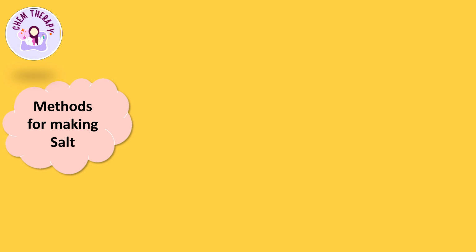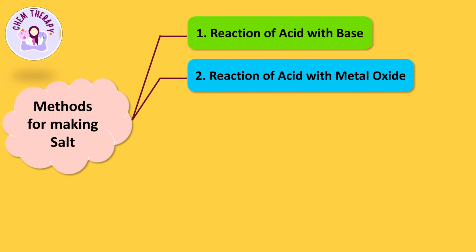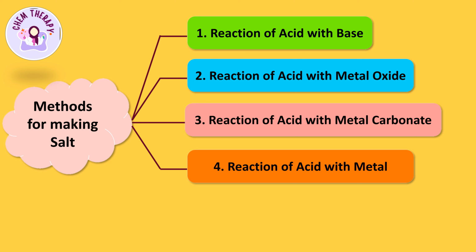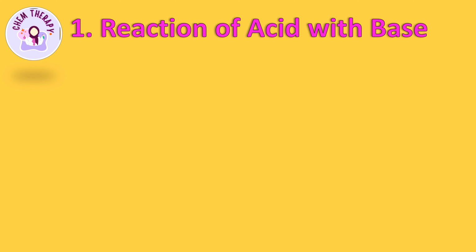On the basis of source of metal atom, there are 5 methods for making salts. First method is by reacting acid with base. Second method, by reacting acid with metal oxide. The third one, by reaction of acid with metal carbonate. Method number 4 is by reacting acid with metal. And the last method is by reacting 2 different salts to produce 2 new salts. Now let's discuss these methods one by one.